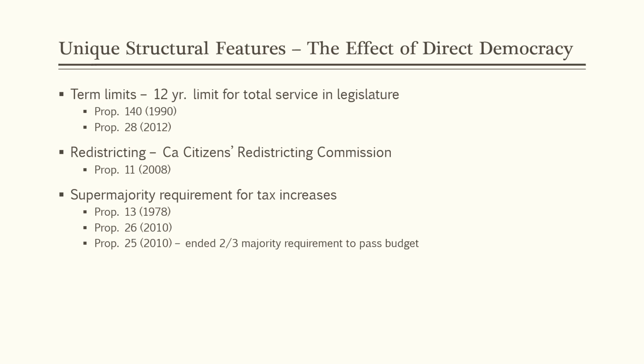One last way of getting a handle on the structural features of California's state legislature is to look at the impact of direct democracy. And California voters, through propositions that have appeared on the ballot, have made some rather dramatic structural changes to the state legislature. First, in terms of term limits. Back in the year 1990, California was one of the first states, along with Colorado and Oklahoma, who also acted in that year, to enact term limits on state legislators.